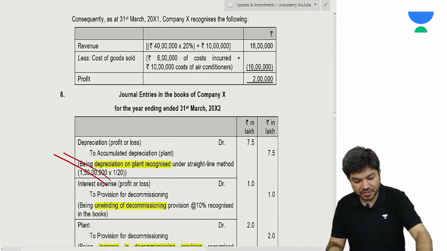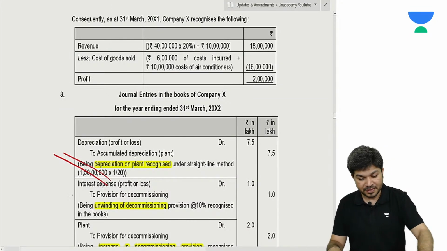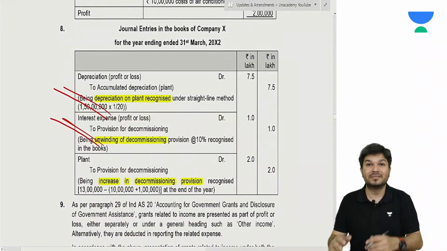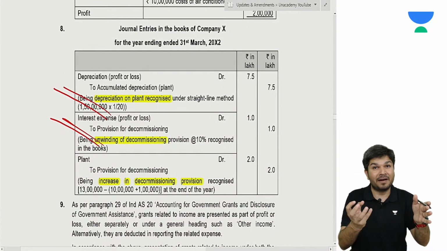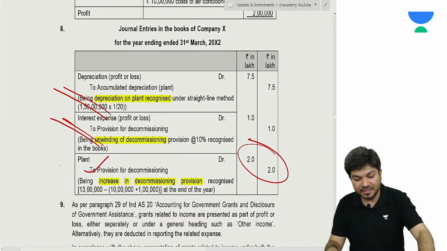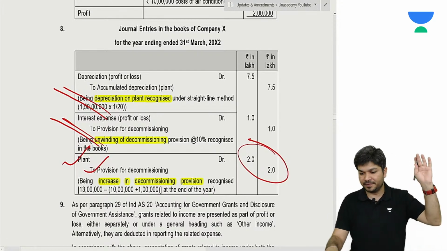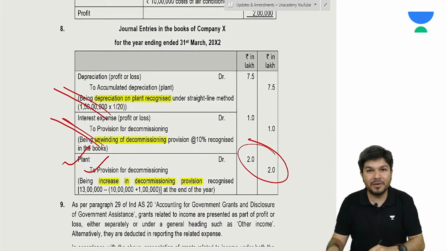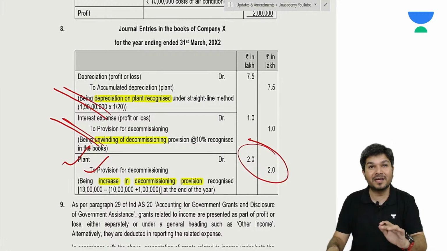So one, depreciation is to be charged. Then this unwinding of discount happens. Now the 10 liability became 11 after unwinding. 11 becomes 13, so there is a 2 lakh increase in liability. The opposite effect comes in the asset. Done. This was a simpler question. We have already done more difficult questions in class compared to this.